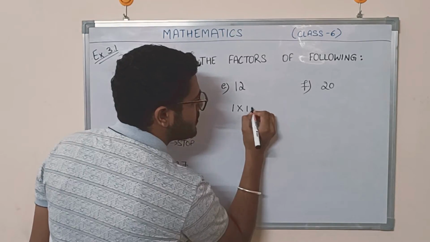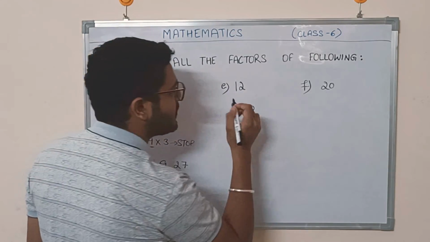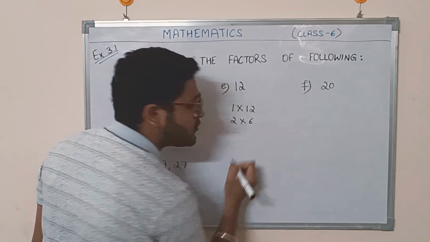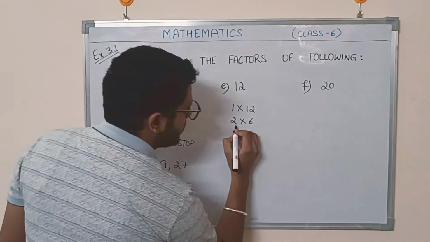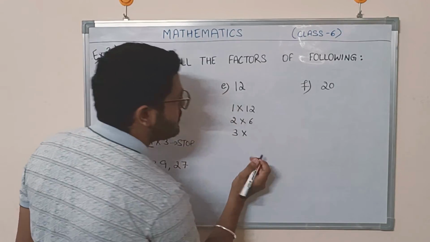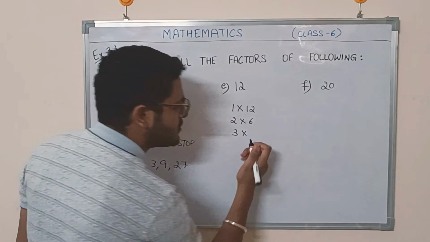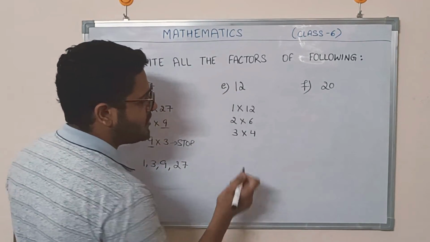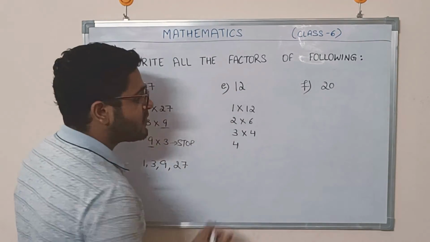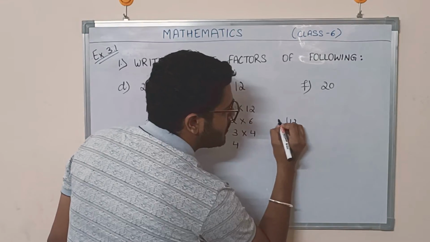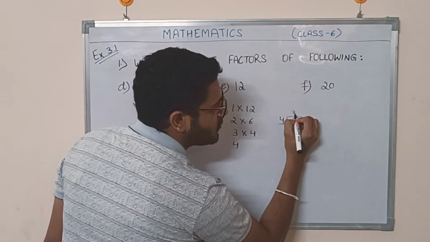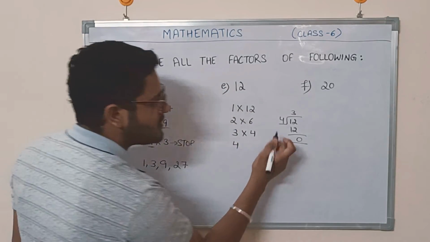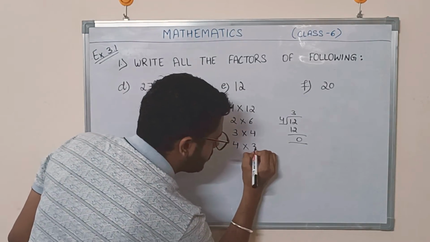It will be 1 into 12. Okay. So when you try with 2, it will come out 2 into 6. Now let's try with 3. When you divide 12 with 3, you will get 4. So it will be 3 into 4, right? Next, after that, try with 4. When you divide 12 with 4, you will get 4 3s are 12. Remainder is 0. Okay. 4 into 3.